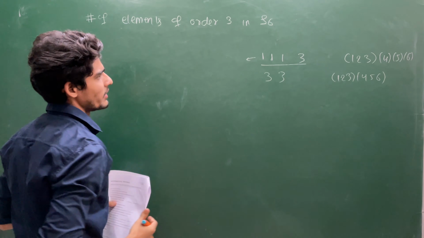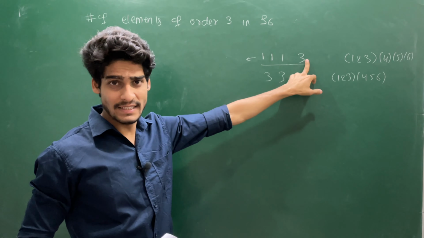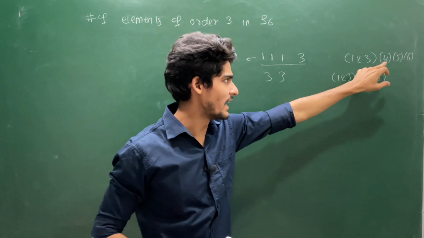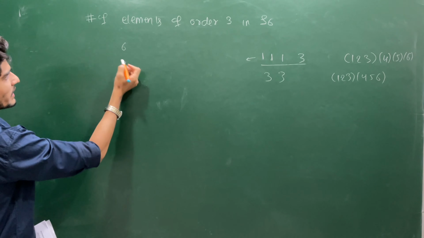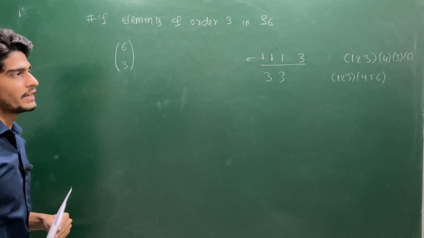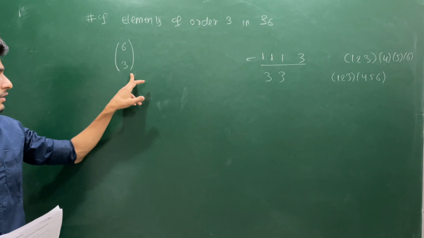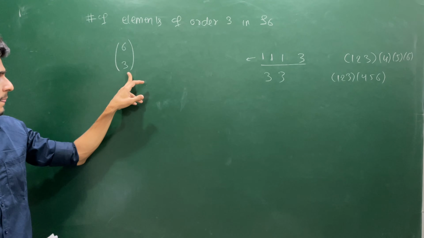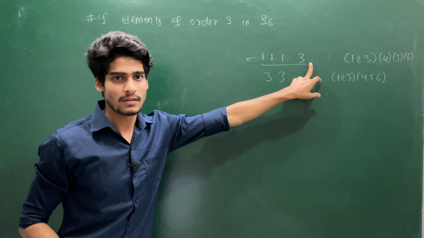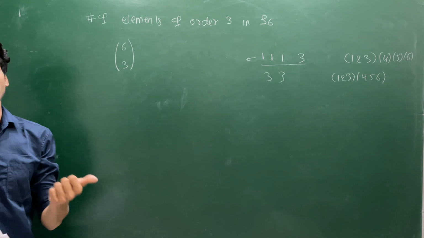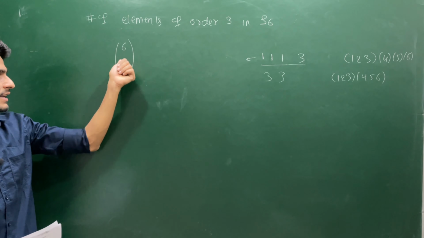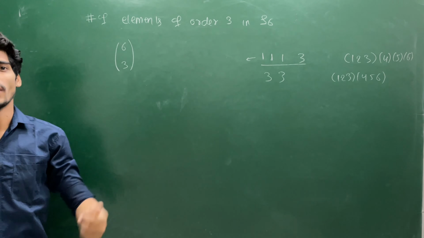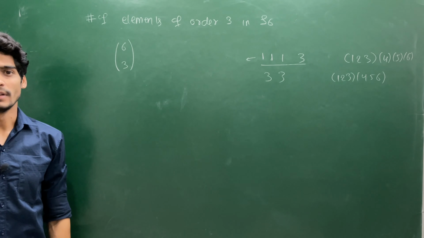For this type of element, what do you need? You need 3 cycles, because this is a 3 cycle and the rest are fixed. So you need to work with the 3 cycles. How will you count 3 cycles? You have 6 symbols already. You can choose 3 symbols randomly and generate these 3 cycles. But how many distinct 3 cycles are there? Because these are the number of 3 cycles, but you need to find the distinct 3 cycles.